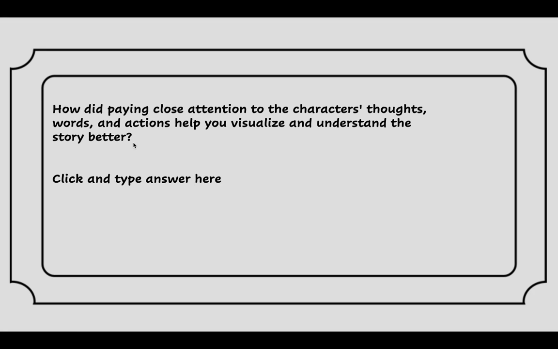Okay, and to wrap it up, you guys are going to answer this question. How did paying close attention to the characters' thoughts, words, and actions help you visualize and understand the story better? I want you to use the RACE strategy for this. Okay, so make sure you restate, you answer, cite a piece of evidence, and then wrap it up at the end.